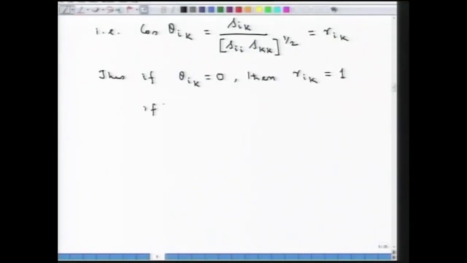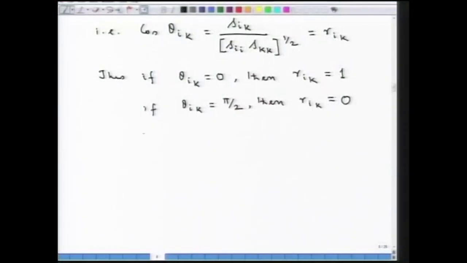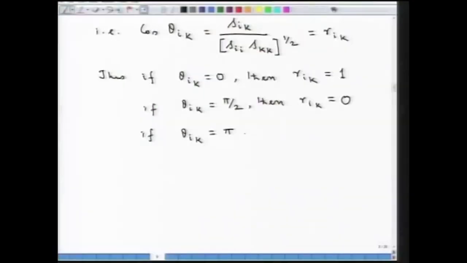Now, if on the other hand the two are orthogonal, if theta ik equals pi by 2, so we have the two deviation vectors orthogonal to one another, then what is the value of the correlation coefficient between the two? As we would expect, the two are moving in orthogonal directions, and hence the correlation would just be equal to 0. At the other extreme, if they move perfectly in opposite directions, that is, if the angle between the two deviation vectors is pi, then this r_ik is what we expect, a perfect negative correlation.